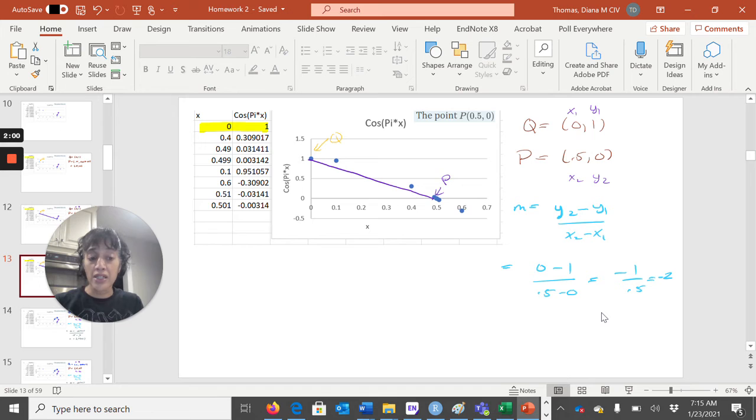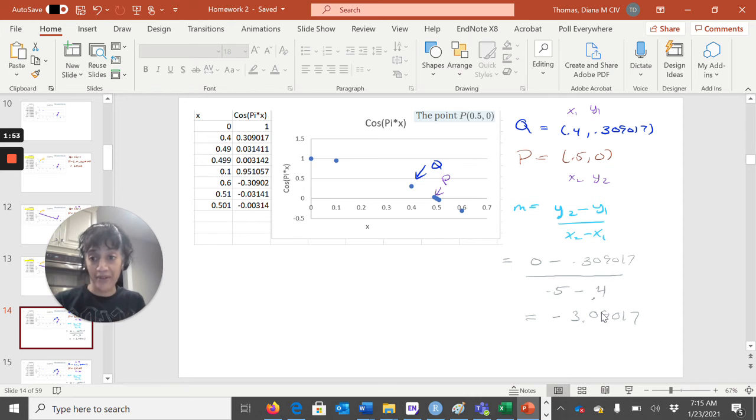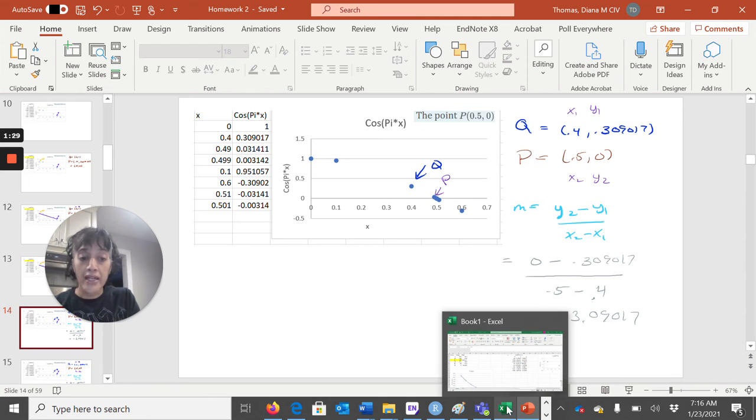So the slope between this Q and this P is -2. I hope. I'm going to find out in a second if I made a mistake. Then they want you to do another point. So this is 0.4, 0.3, the second row here. I labeled that point out here, labeled my x1, y1. My x2, y2 stays the same, and I go through the computation one more time. And I get -3.09017, something like that.